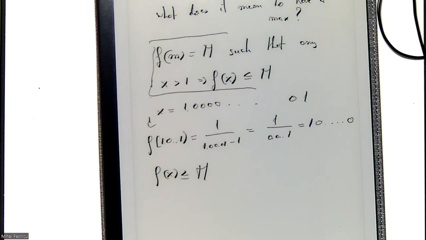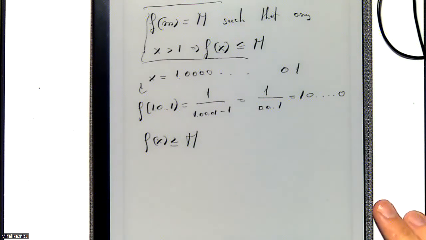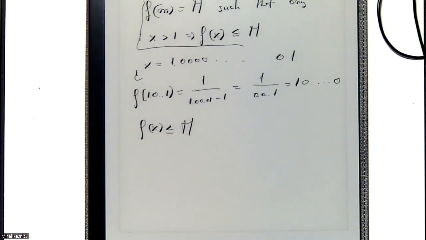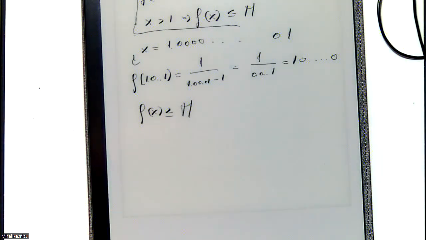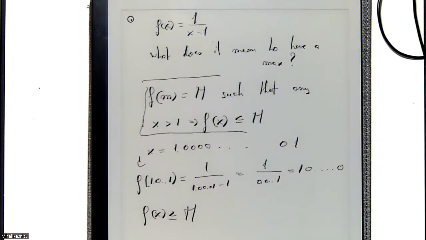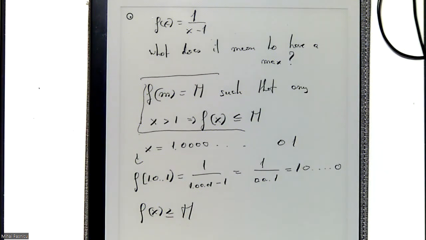If you don't like this one, I guess you can take a derivative. But for me, it wouldn't be necessary. Again, just to repeat the argument, I just asked myself, what does it mean to have a max, a global maximum? And the definition is that I can find a number so big that it's bigger than all the values that the function can take. Okay?